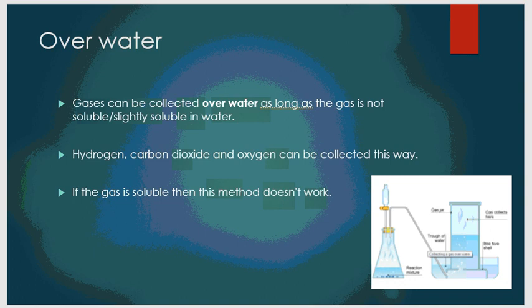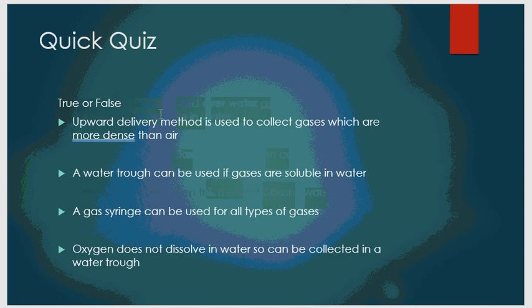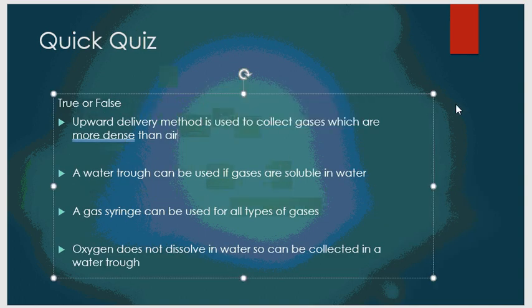Okay, a quick quiz just about those four methods. True or false. Again, you can just do this in your head. The upward delivery method is used to collect gases which are more dense than air. Is that true or false? Okay, that should be false, because if they were more dense, that gas would just fall out. You wouldn't be able to collect it.